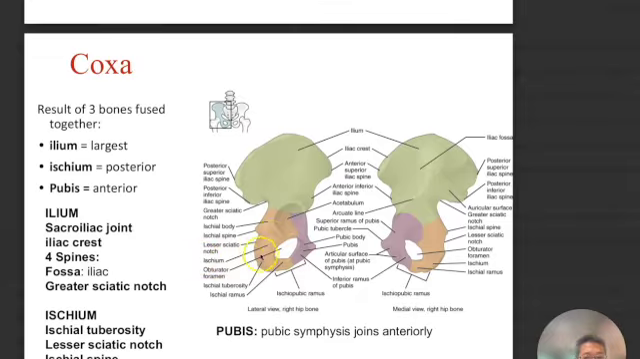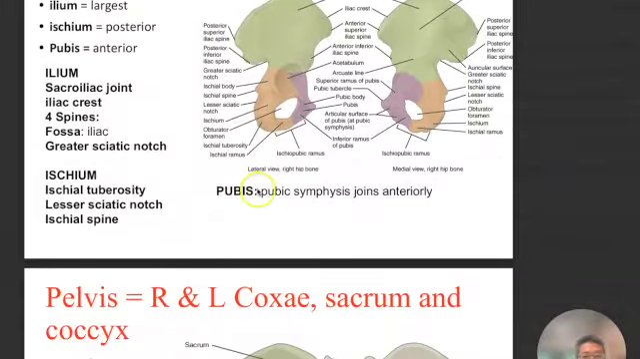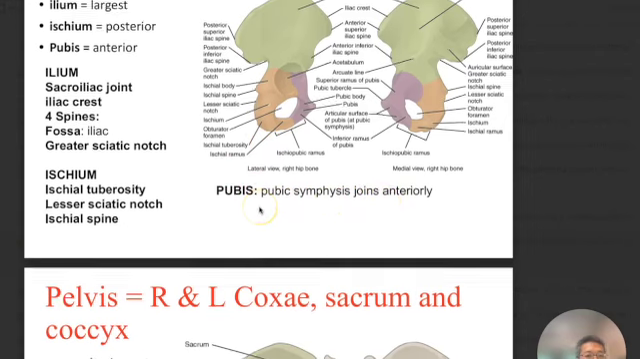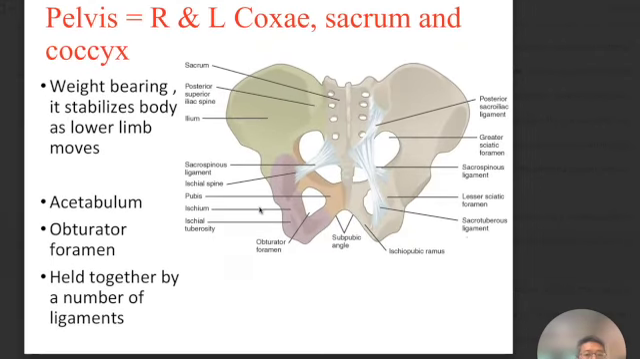On this one, remember the ischium is here, the ilium is here, the obturator foramen, and the ischial tuberosity, the most pointy part of the ischium bone where you actually sit. The pubic symphysis joins the bones anteriorly. And there are some ligaments in the back.